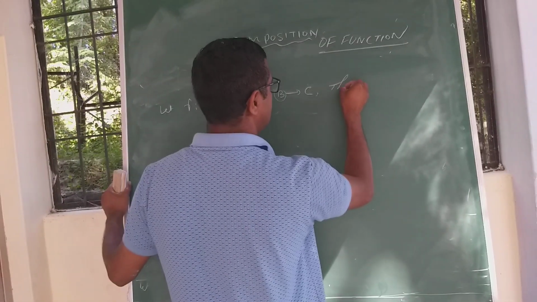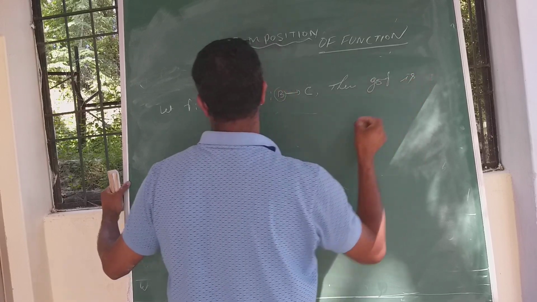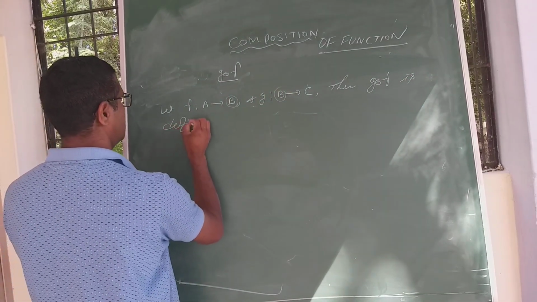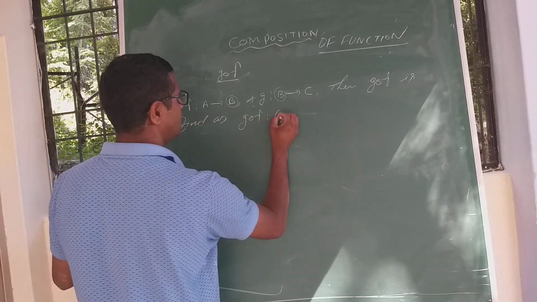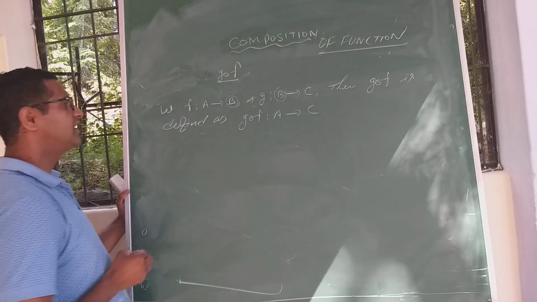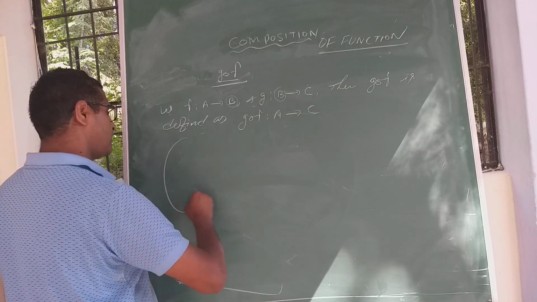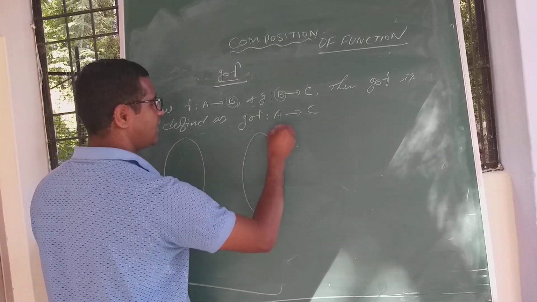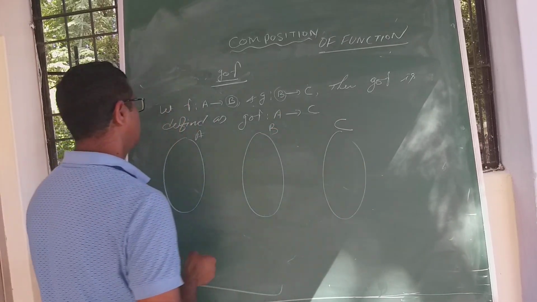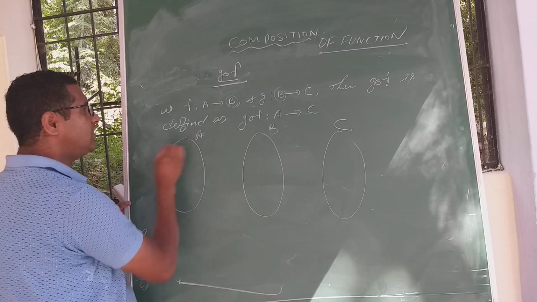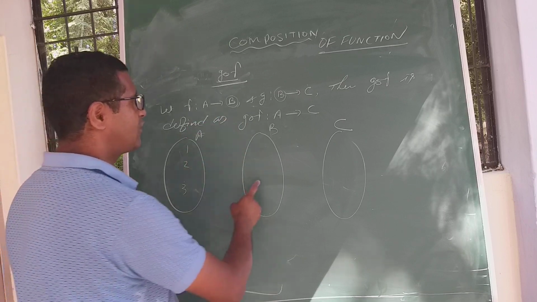Then G o F is defined from A to C. Let us understand this G o F by the help of the following diagram. We have three sets A, B, C, right? Let the domain A be 1, 2, 3. Now what will be the elements of B and C?